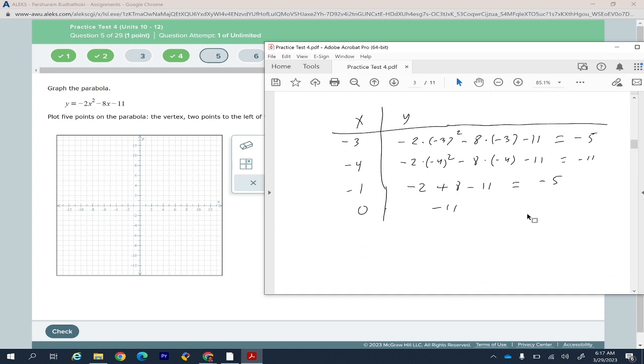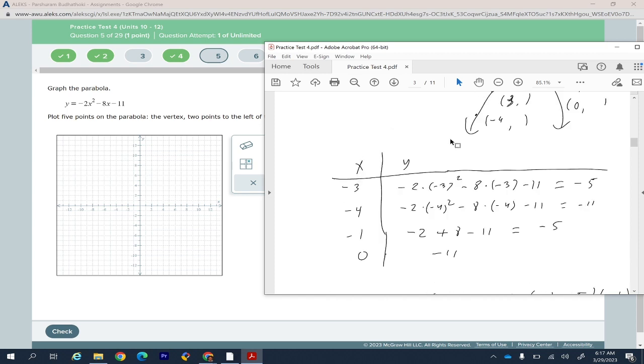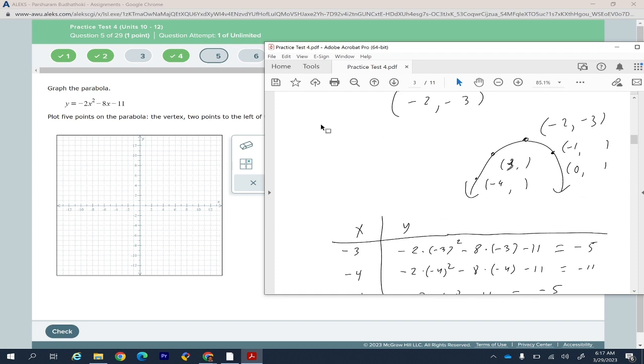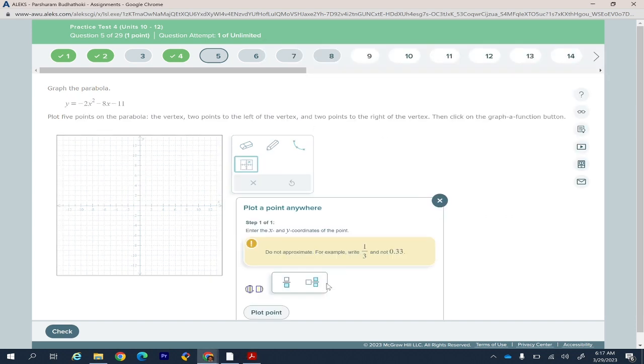Okay, so these are the points. At -3, the y is -5. At -4, the y is -11. At -1, the value of y is -5. At 0, it's -11. So I'm going to plot these values here with the vertex, which is (-2, -3). So click here (-2, -3), plot it.